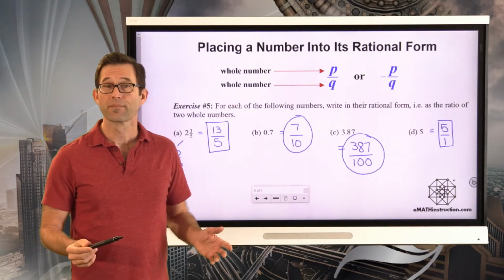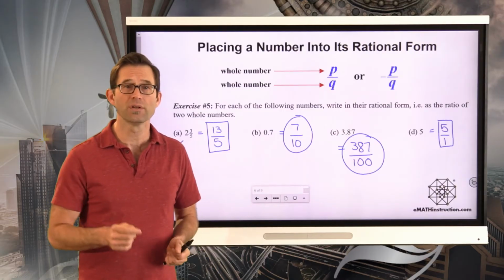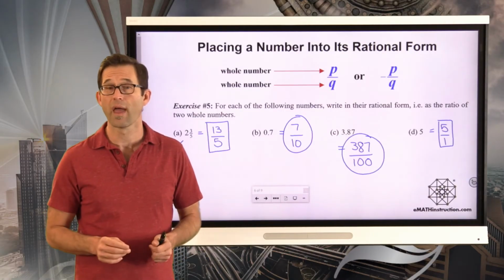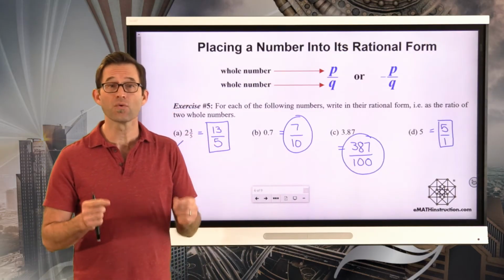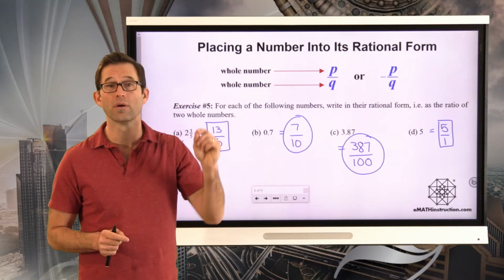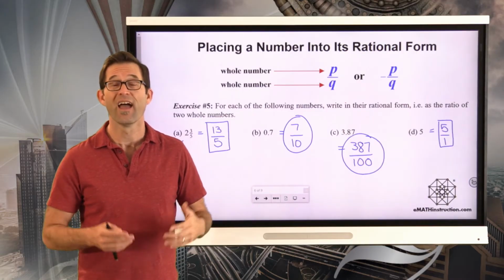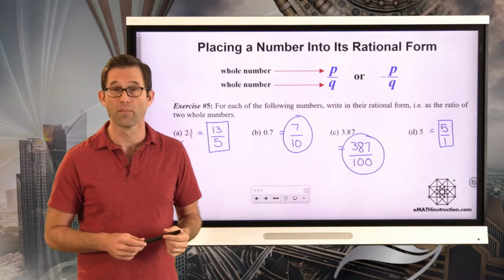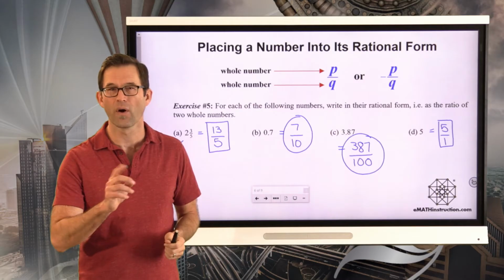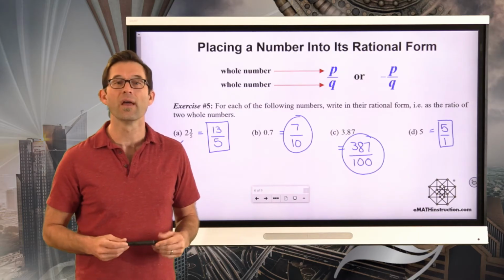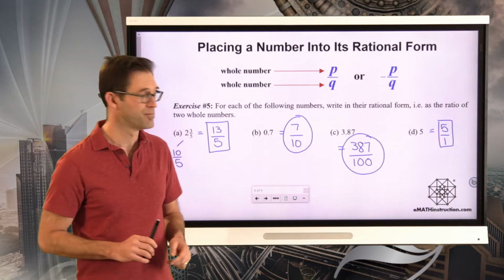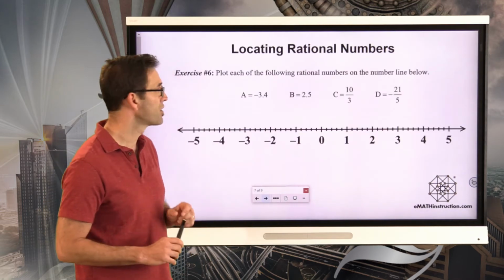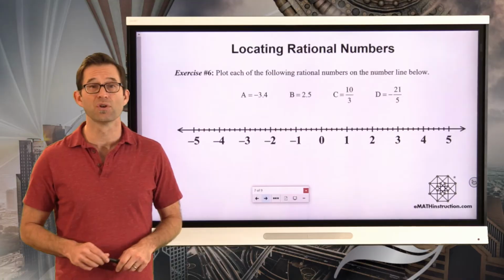And that's it. So every fraction, every decimal, every even whole number or integer can be written as the ratio of one integer to another integer. All right? And therefore, they're all rational numbers that you've seen so far. Eventually, we'll see numbers that are irrational or not rational, but that's far later in this course. Let's take a look at number 7, locating rational numbers.